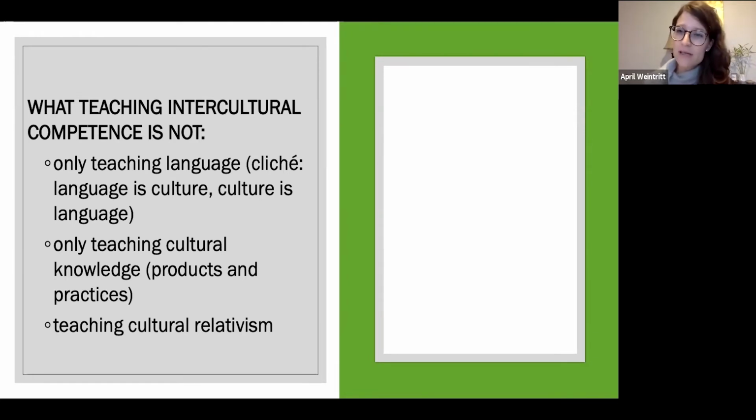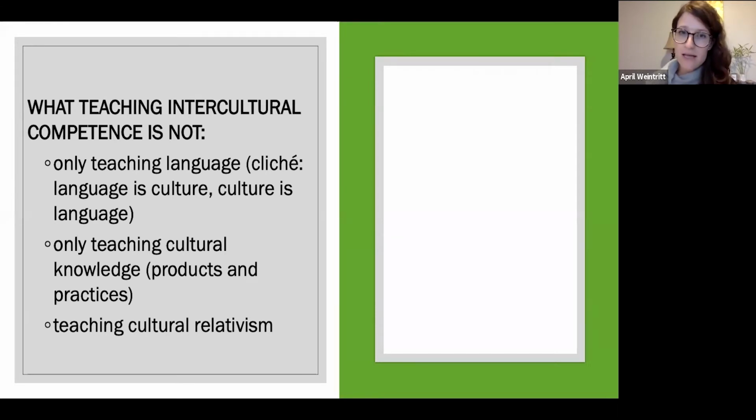This is just too easy. We are not only teaching language in our classrooms. The second thing is that teaching intercultural competence is not teaching cultural knowledge. It's not about products. It is about products and practices when you're thinking about knowledge transfer. But when you're thinking about intercultural competence, we move beyond products and practices.